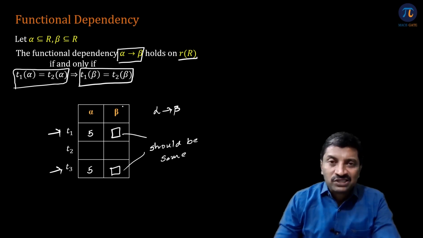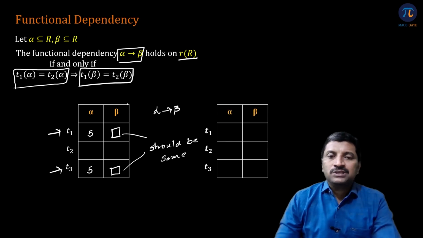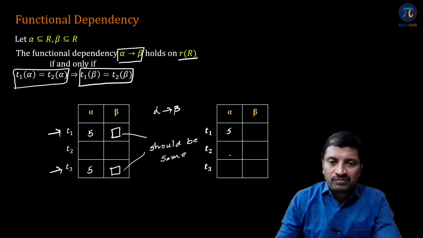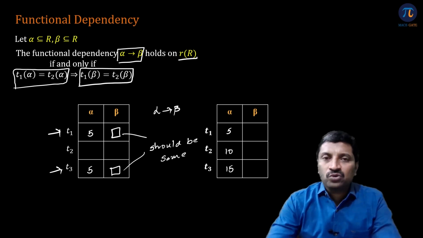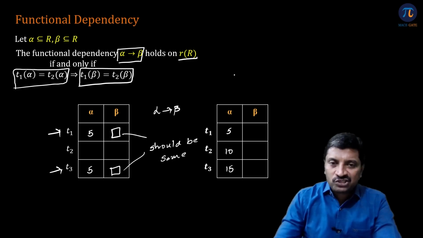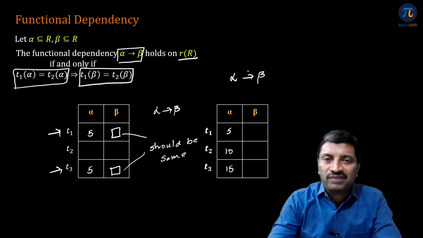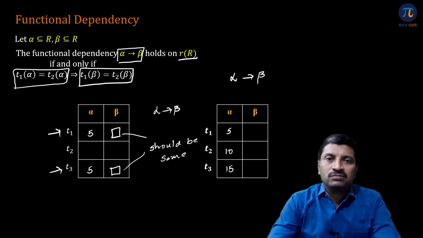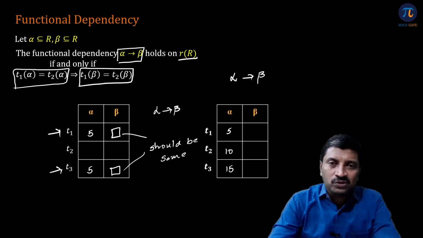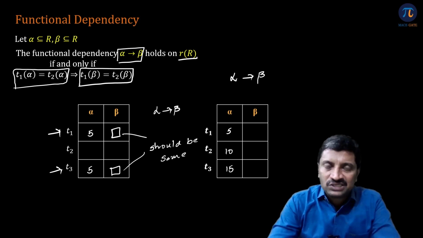Now let us consider a special case. Suppose the values of alpha are like this. That means there are no two tuples for which the values of alpha are the same. In such a scenario, alpha implies beta is always satisfied by the given relation instance. So when the records have distinct values for the attribute set alpha, the functional dependency alpha implies beta is always satisfied.